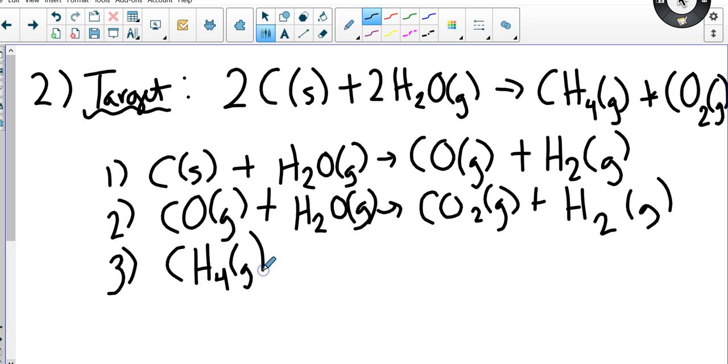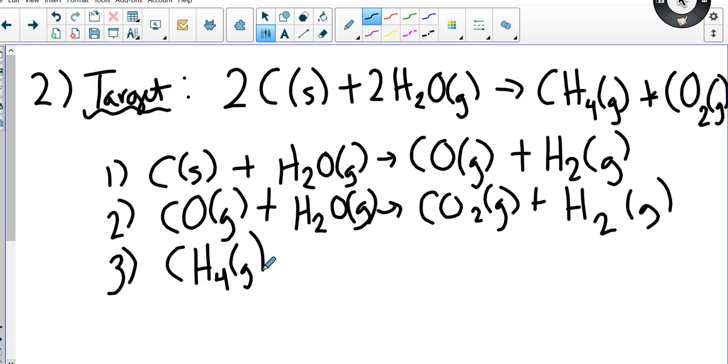Okay, now, let me ask you a question. Did you see methane at all anywhere before here? No. And it's a reactant. So if I want to use this, I know 100% I'm going to have to use reaction 3 because it's the only one that has this product. Now, do you see how it's a reactant though? That tells me that this bottom one is going to have to be reversed.